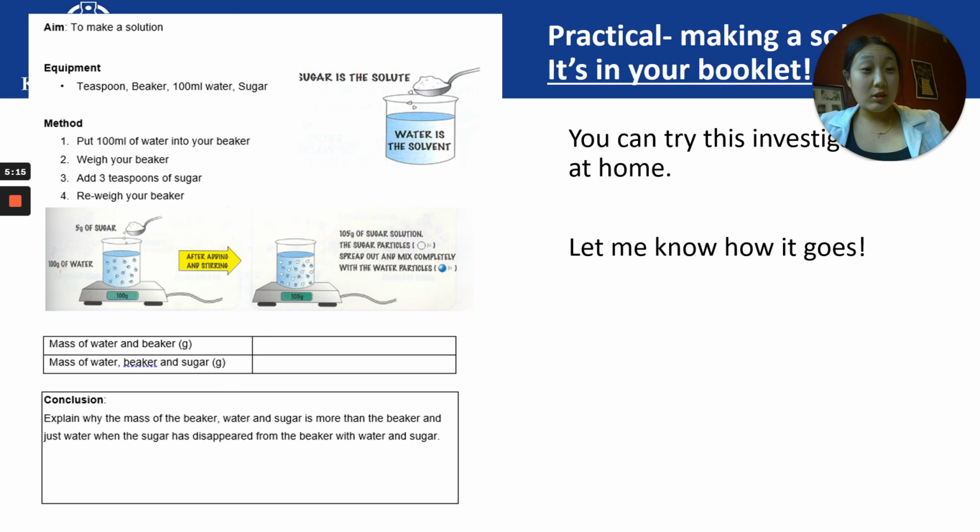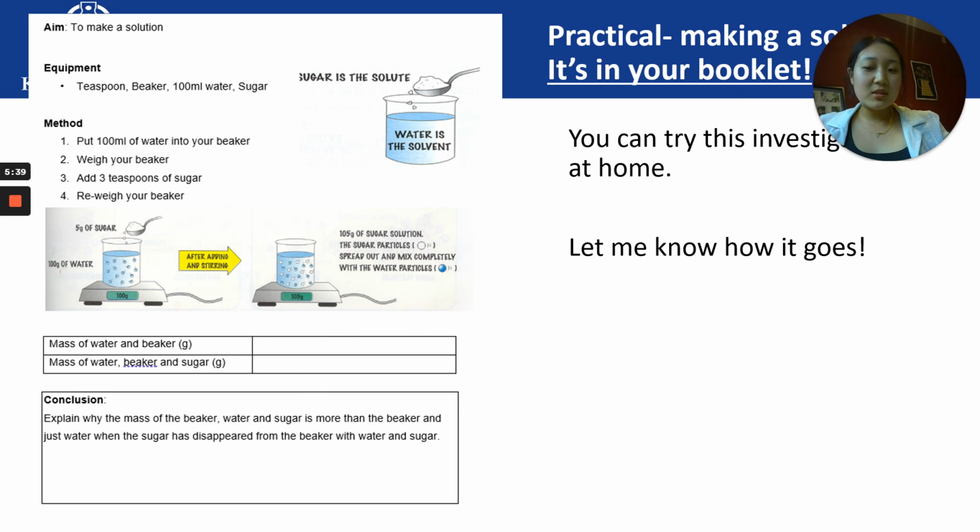It doesn't have to be 3 teaspoons. It can be however much you want. Then try re-weighing the cup with the water and sugar and see if the mass changes. Then you can write your data in the table that is provided and try to write the conclusion.